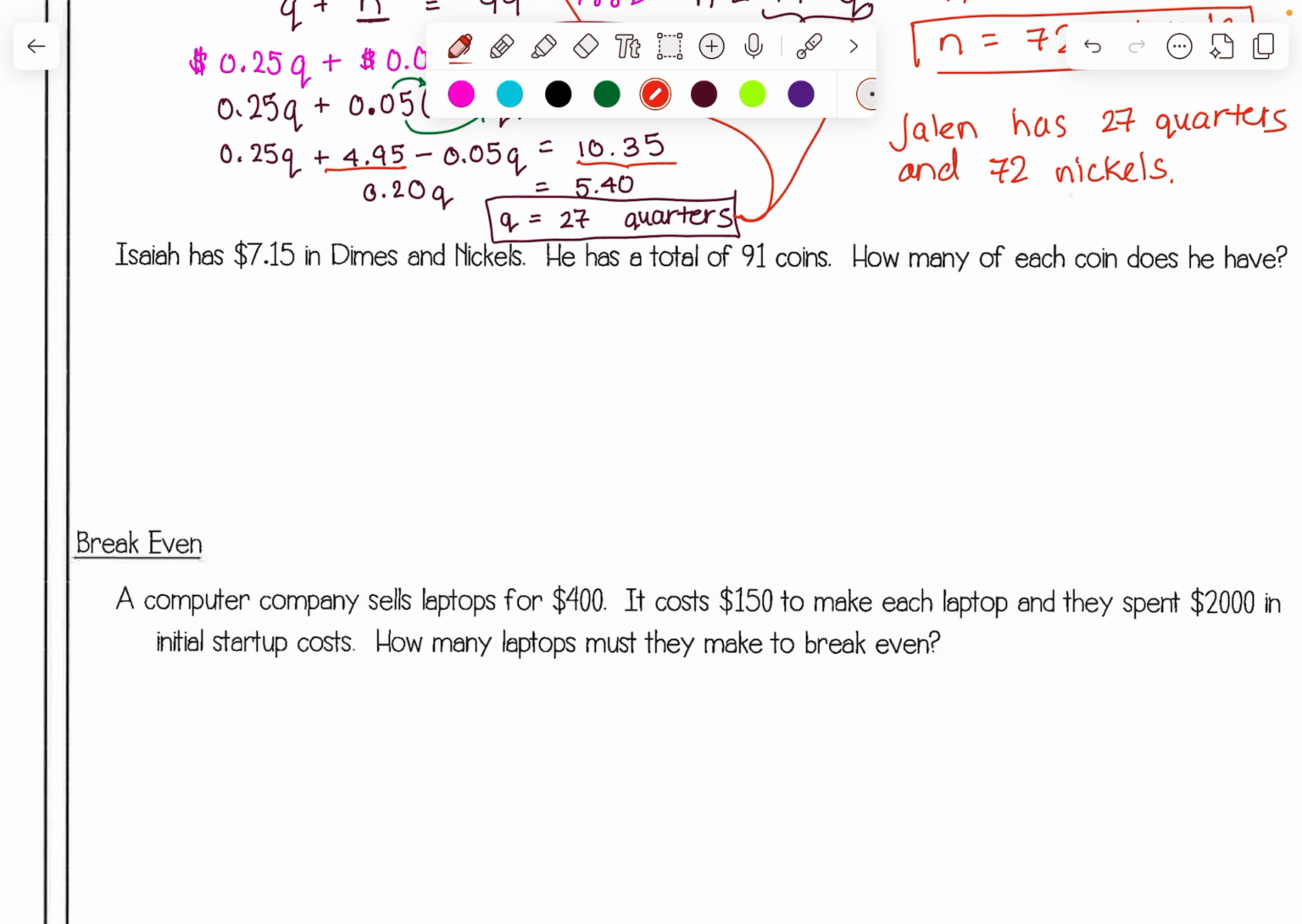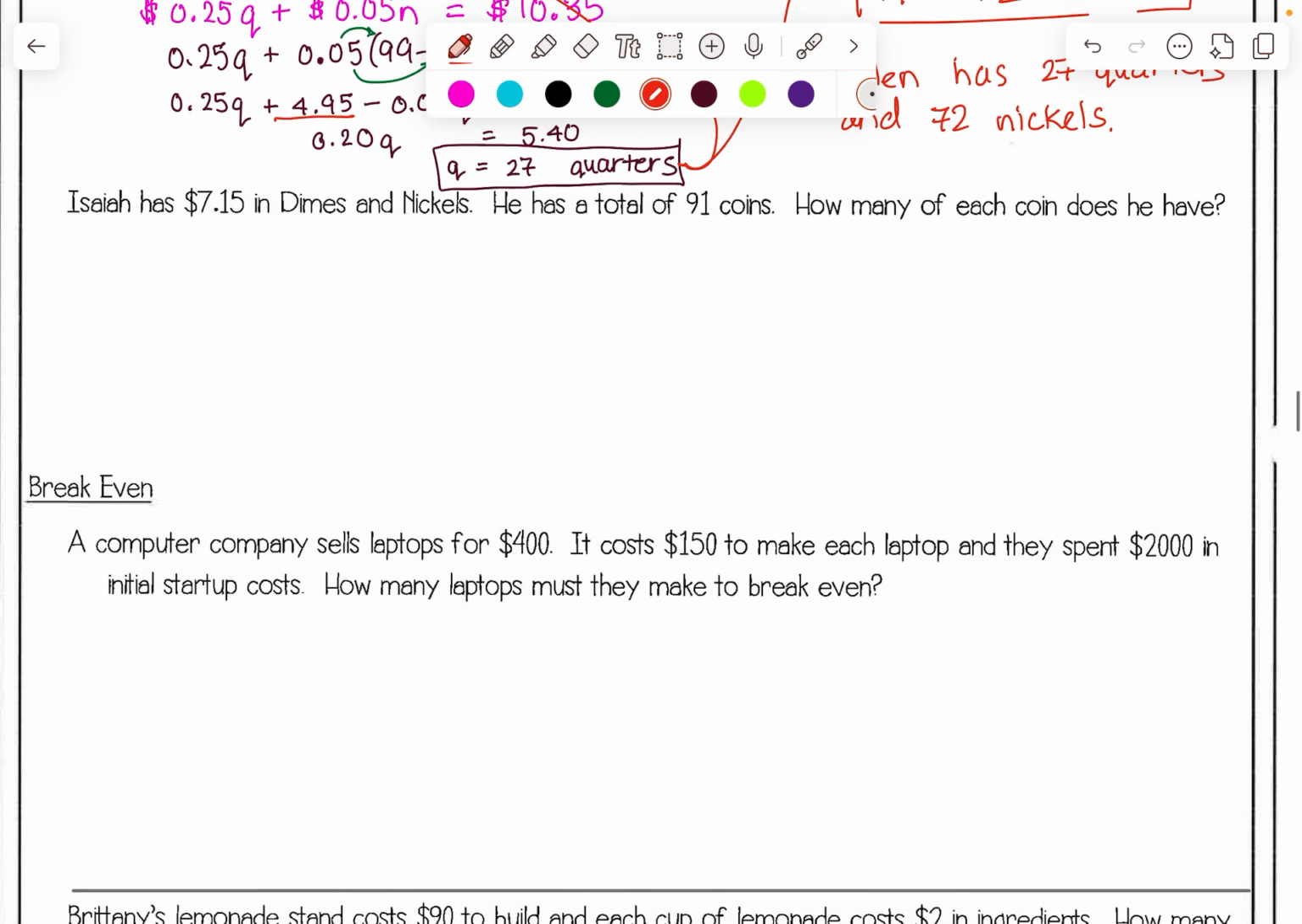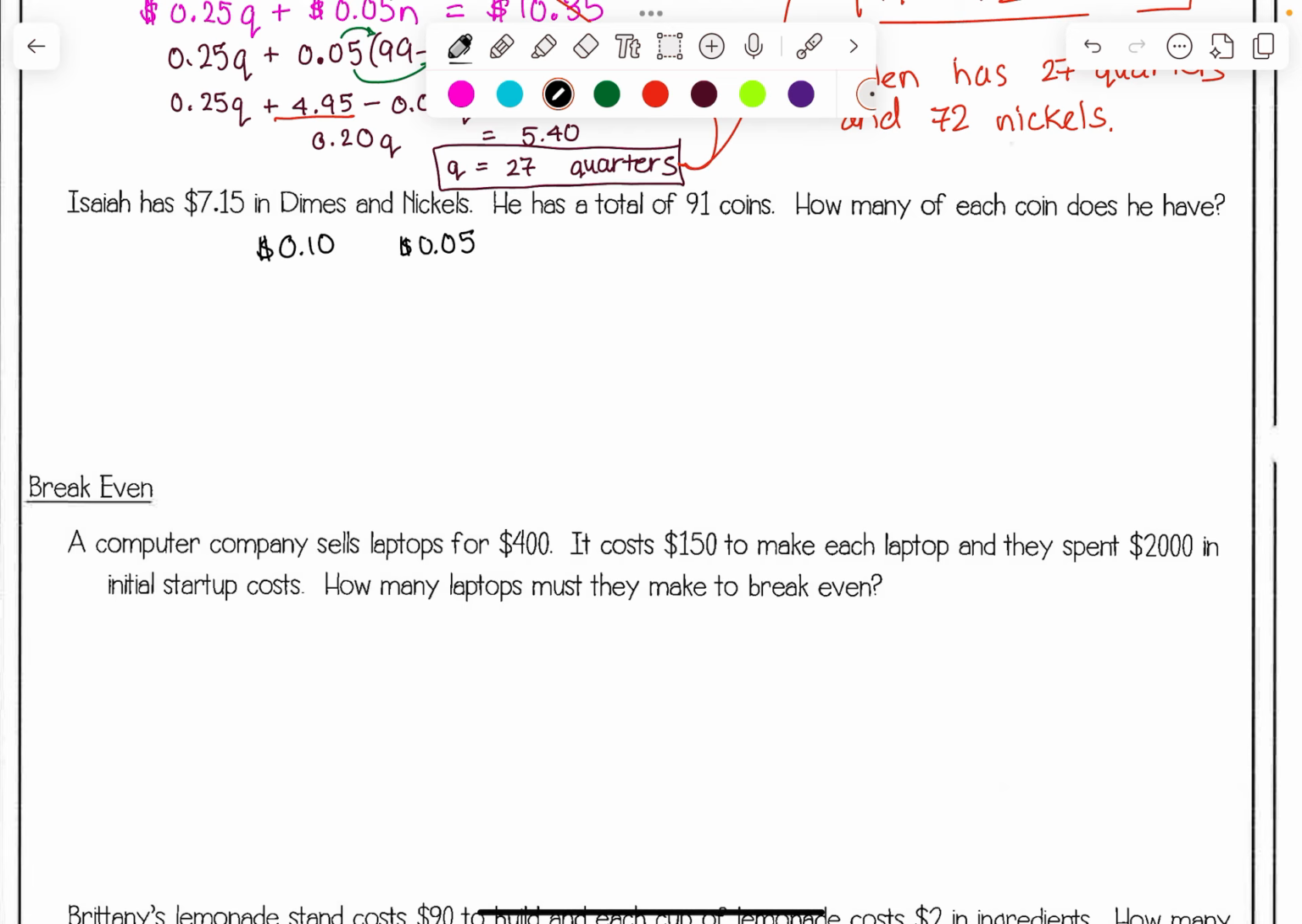Okay, folks, let's talk about Isaiah. Same principle, same idea, only this time we're talking about dimes and nickels. Now keep in mind, dimes, they are 10 cents. Nickels, once again, are 5 cents. Okay, so Isaiah has a total value of $7.15. So again, we're talking about value. 10 cents per dime plus 5 cents per nickel is equal to $7.15. This is the equation that represents our value.